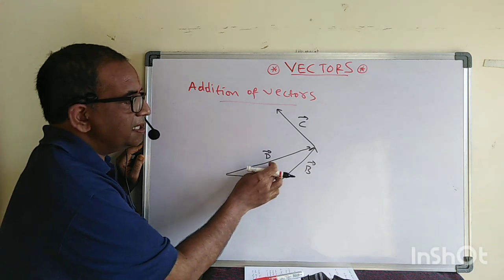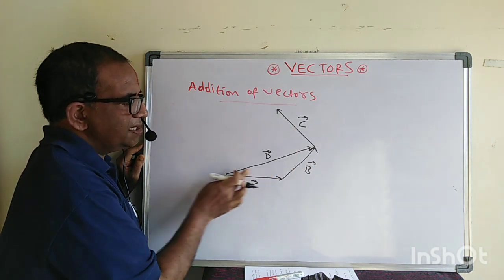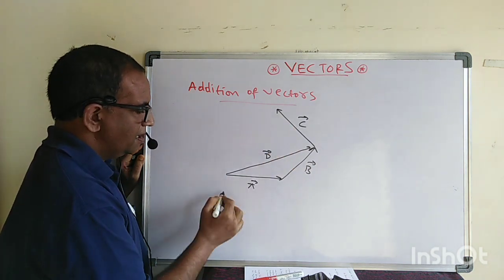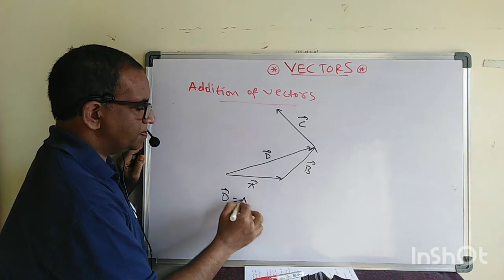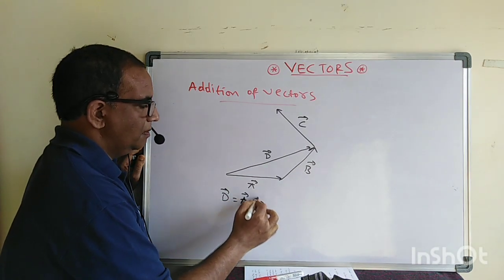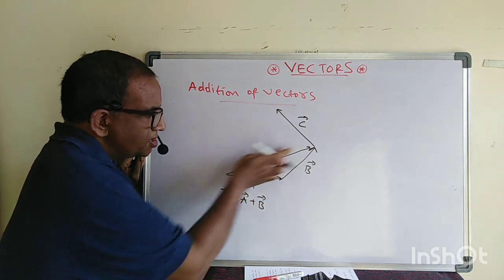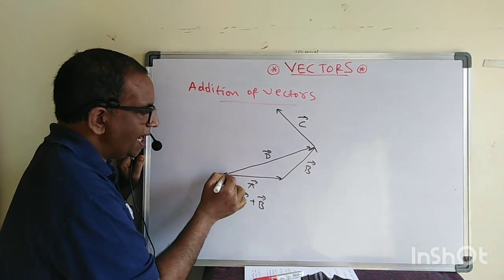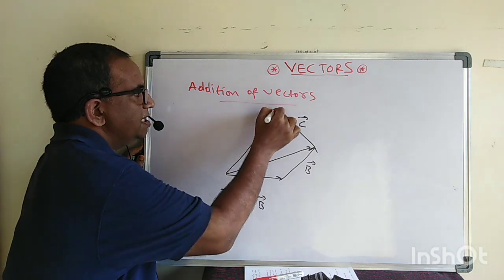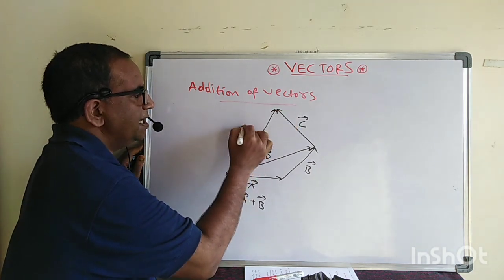Okay, now see between D and C, because this is D, what is D here? D is nothing but A plus B. Okay, now see D is equal to A plus B, then see this is D and this one is C. Now how can I add D and C? So this is D and C. So let us call it E.